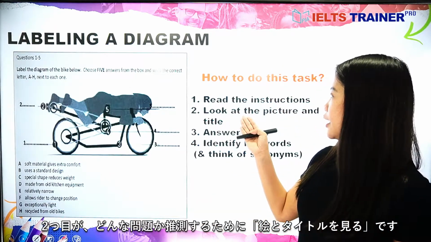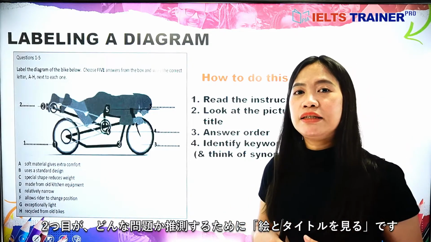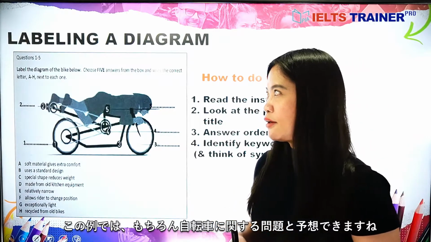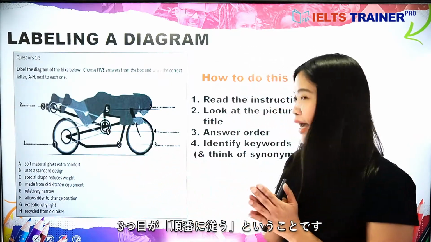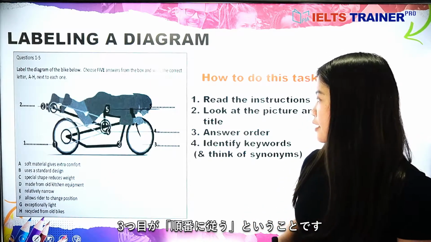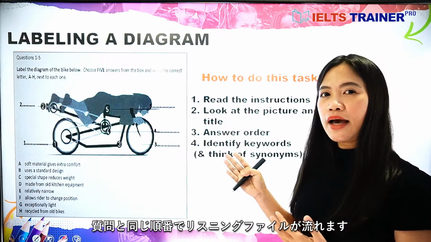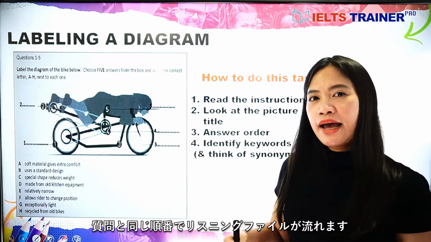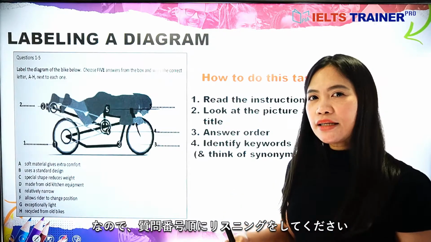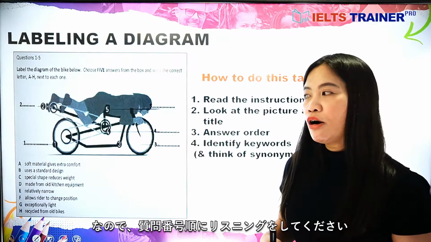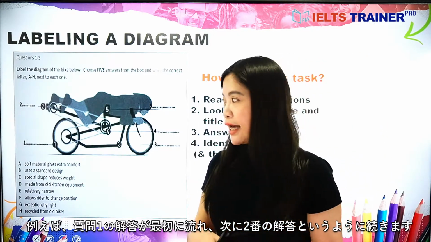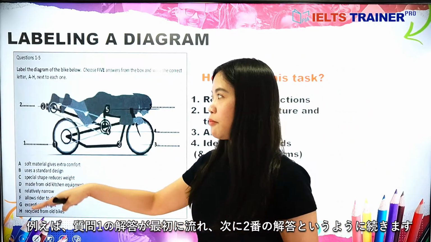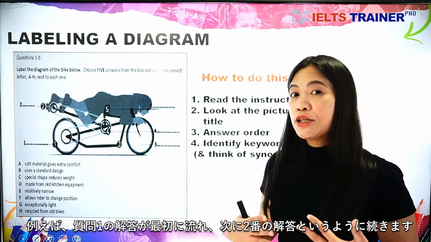Number 2, look at the picture and title for you to have an idea of what the task is about. So in this example, expect to hear about, of course, bikes. And the third thing you need to do is the answer order. Another useful tip is that the answers are in the same order as the questions. That means that the listening will follow the order of the numbers. For example, the answer to question number 1 is the first you are going to hear, and the answer to question number 2 is the second, and so on and so forth.